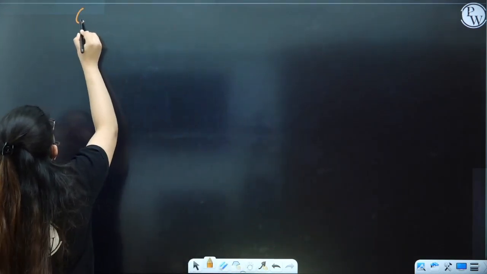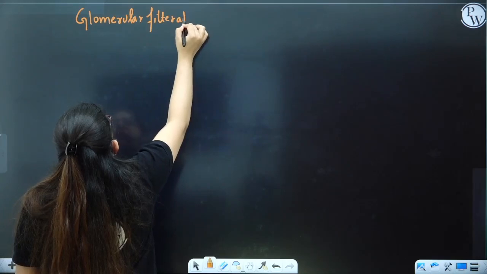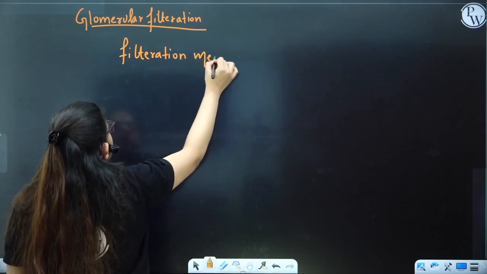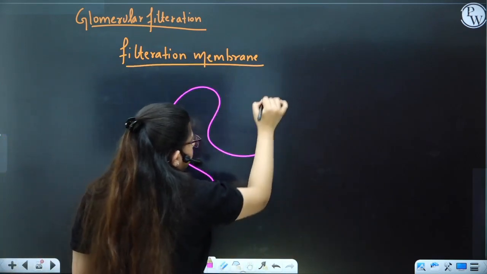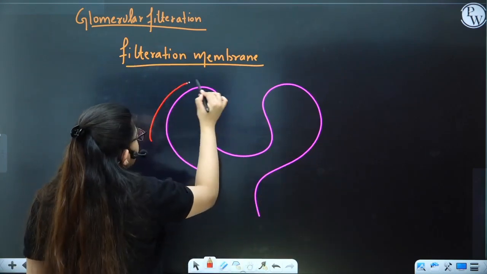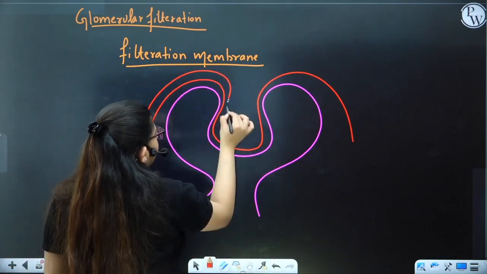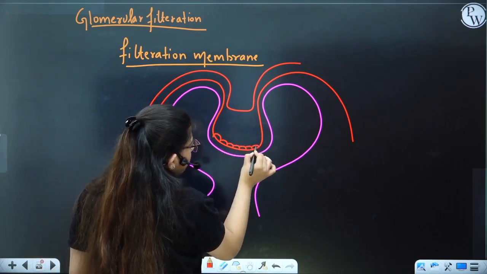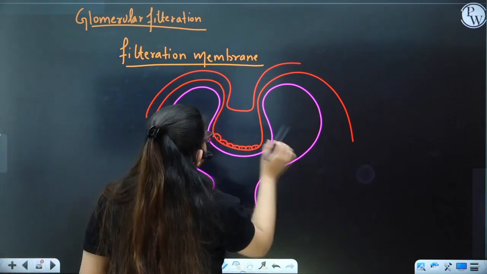Okay, so the glomerular filtration involves a very important structure known as filtration membrane. So before starting it, let's discuss what is a filtration membrane. This is your Bowman's capsule. And here comes your afferent arteriole, which is bringing blood. And here it is forming your glomerulus. Okay. In glomerulus, what do we have? In glomerulus, we have here capillaries. And capillaries have simple squamous epithelium. Then, Bowman's capsule also has simple squamous epithelium here.